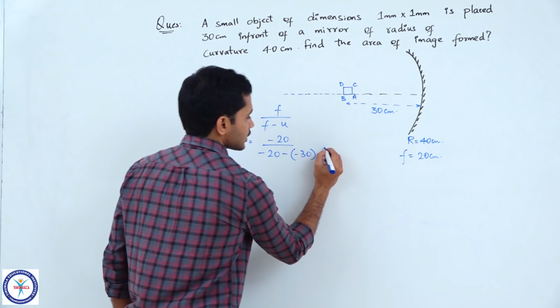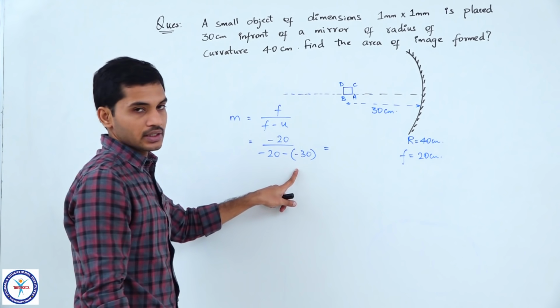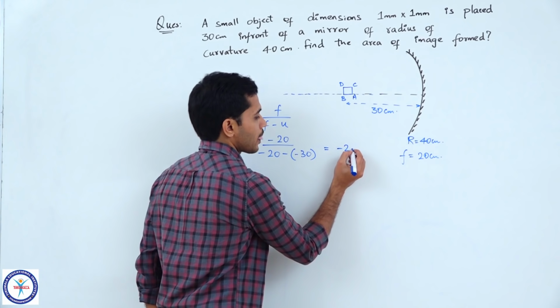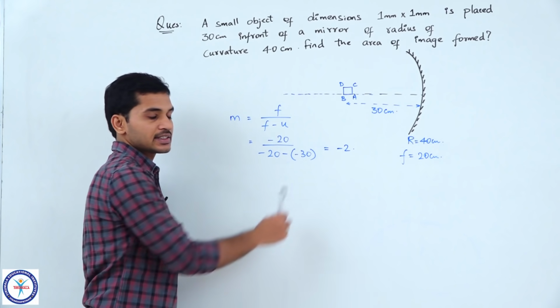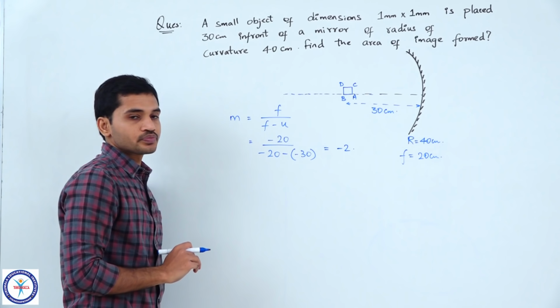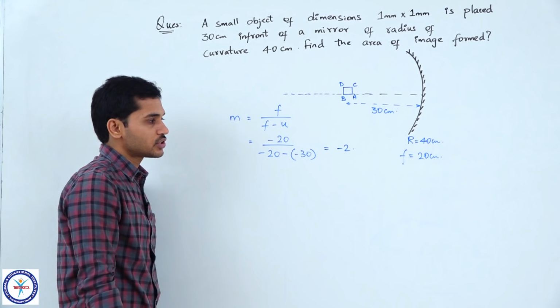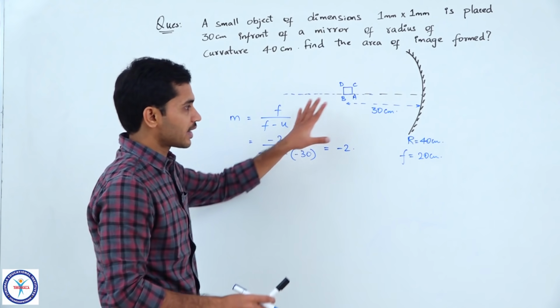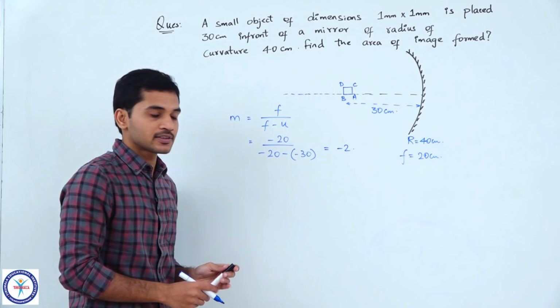So solving this will give me the value minus 20 by 10, which is minus 2. So I got the lateral magnification as minus 2. Minus indicates that the image is inverted. So we know that already. So what we will do is we will first find the final sizes of the image. We will also finally draw the diagram for how the image looks like. So that is also very important in this question.